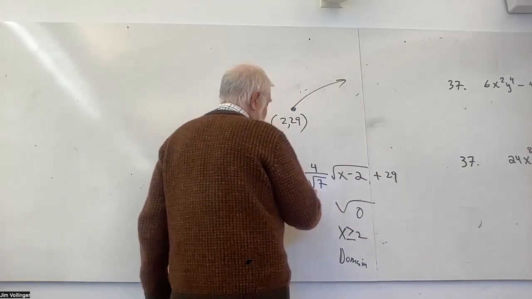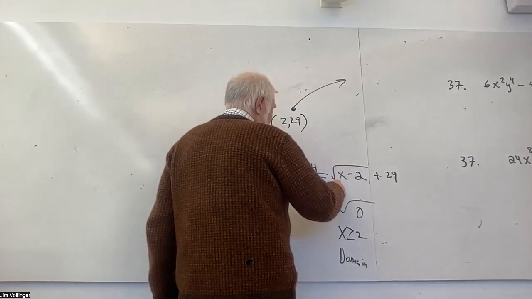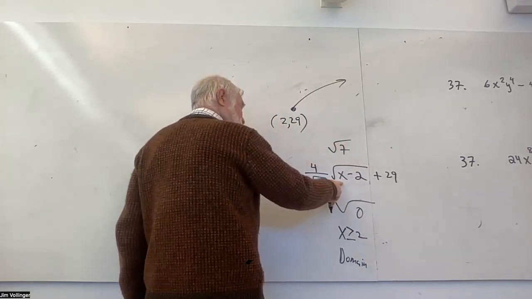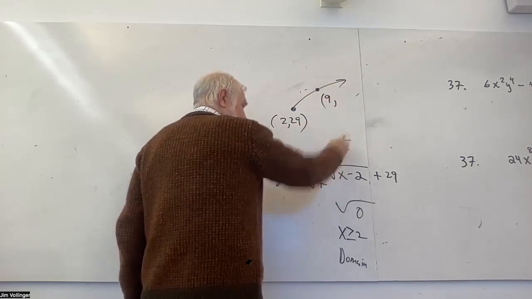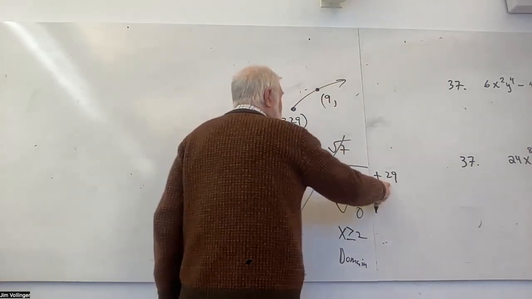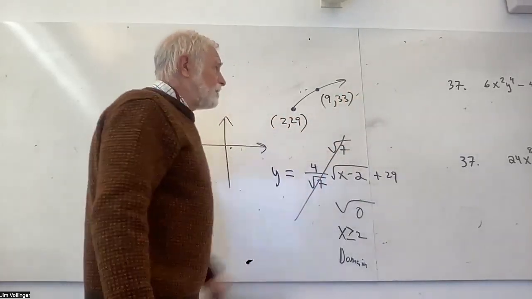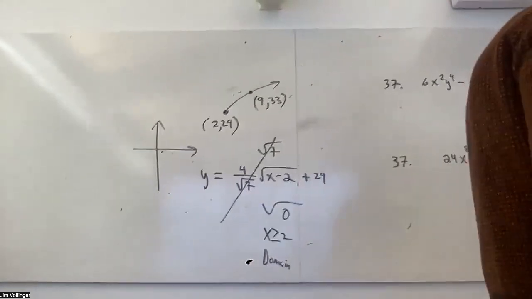Square root of 7 would cancel nicely with the square root of 7. And I think the square root of 7 happens when I pick an x value of 9. 9 gets me that number. That gets me a cancellation. 4 plus 29, 33. 2 easy points with a little practice. All right.